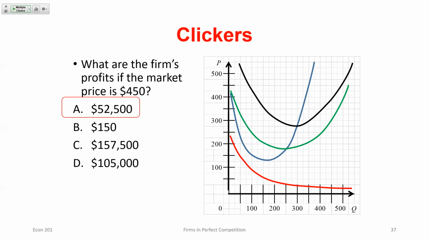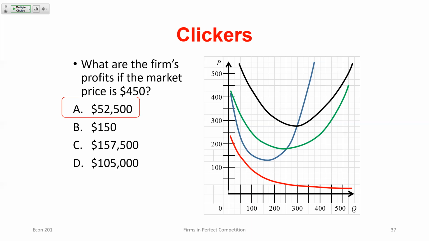What if the price was 150? What should the firm do? If the price is 150, that hits my marginal cost curve down here. My price is going to be below average variable costs, or below that threshold of $175, which told me that at any price below that, I'm better off just shutting down.